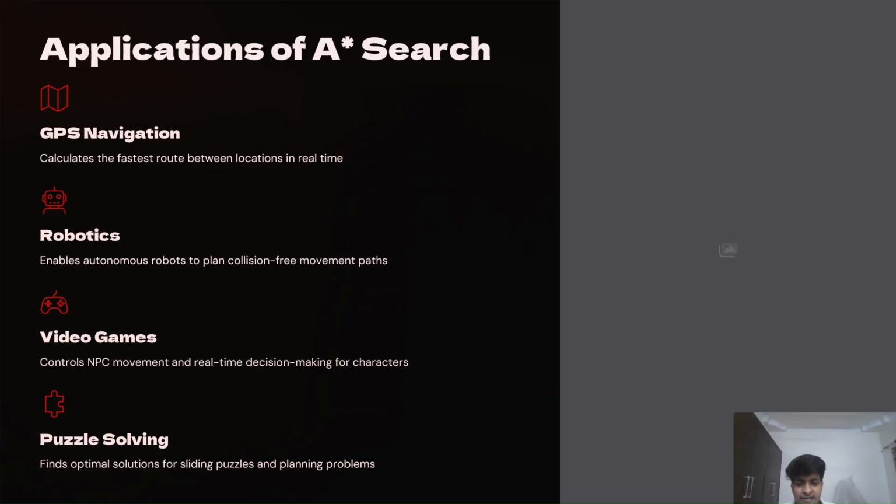So I hope you all understand what A star search is and how it is used, what the components of A star search are, and how to solve any graph based on the problem I demonstrated.